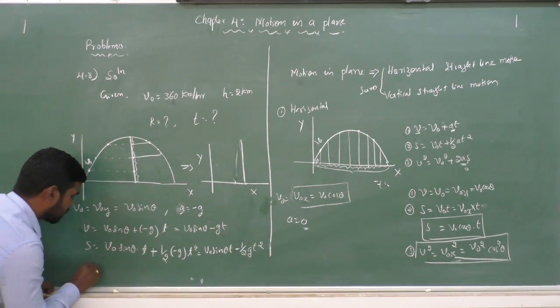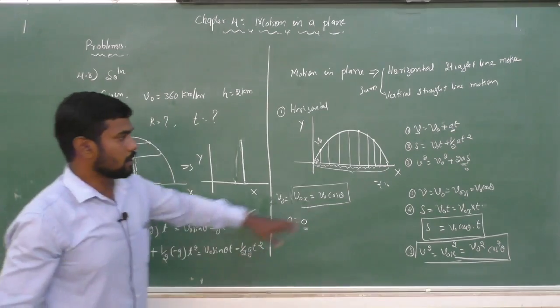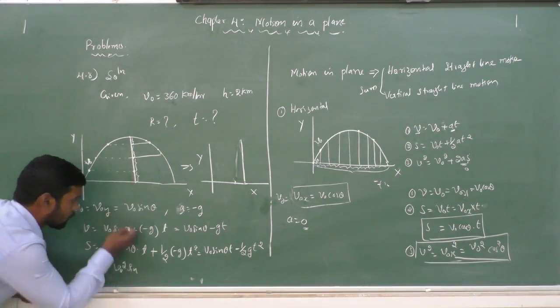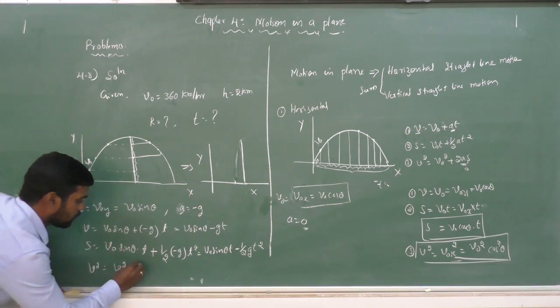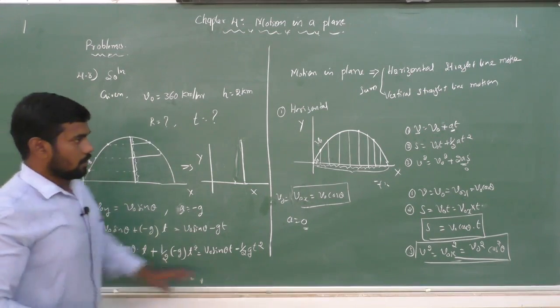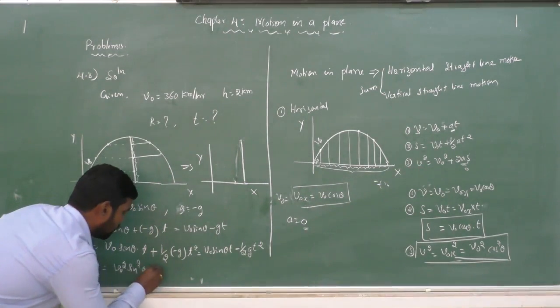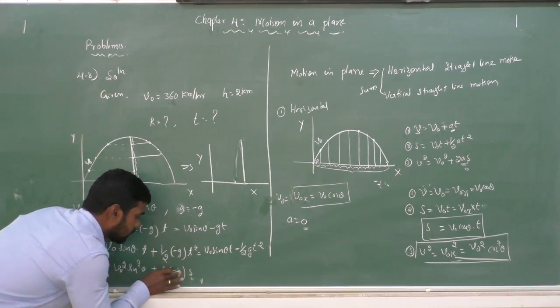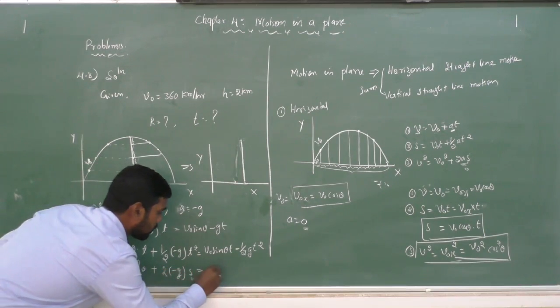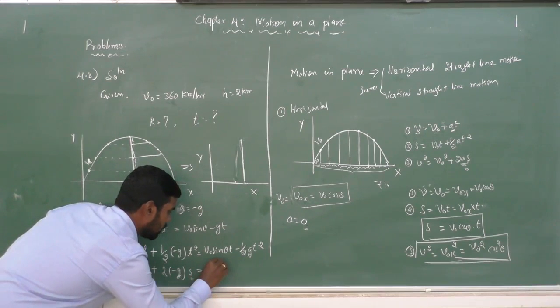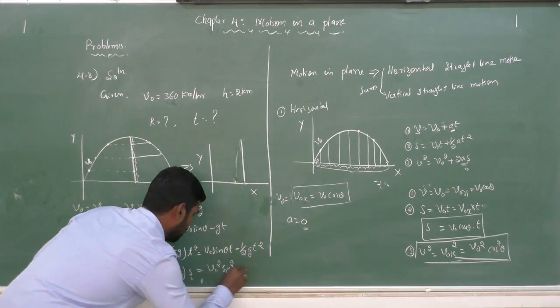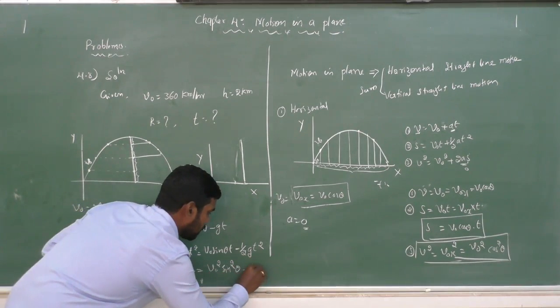Next one, similarly, is V square. What is that V square? V naught square here is V0y square, that is V naught square sin square theta, plus 2 into a, which here is minus g, into S. That can be written here as v square = V naught square sin square theta minus 2gs.